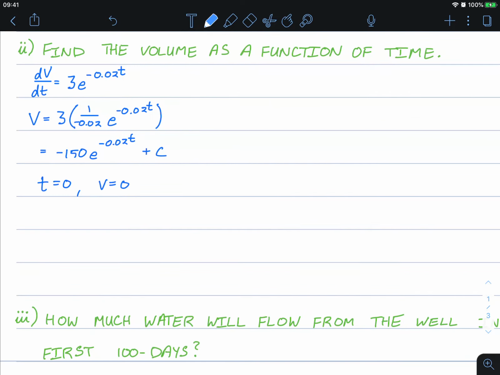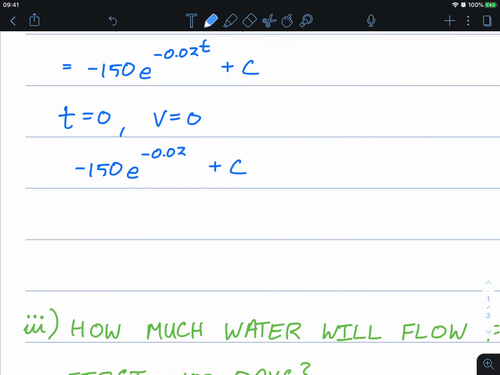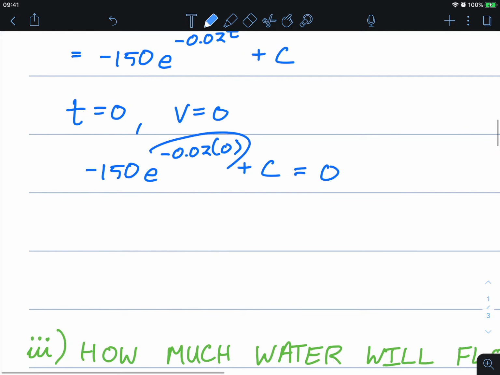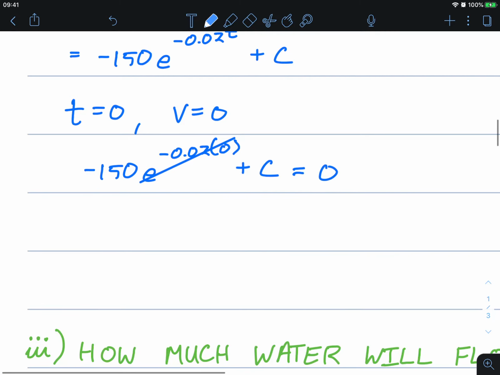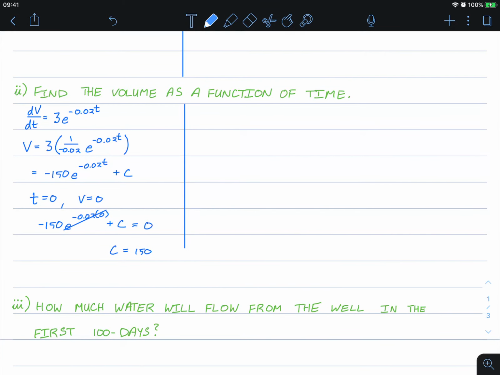So that means this entire expression, when t is equal to 0, that's e to the power of 0, and this is equal to 0. E to the power of 0 is 1, that's 1 times 150. Solving for c, moving 150 over, that becomes positive 150, so c is equal to 150.